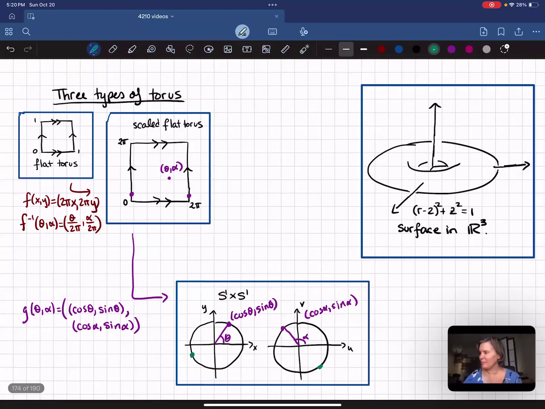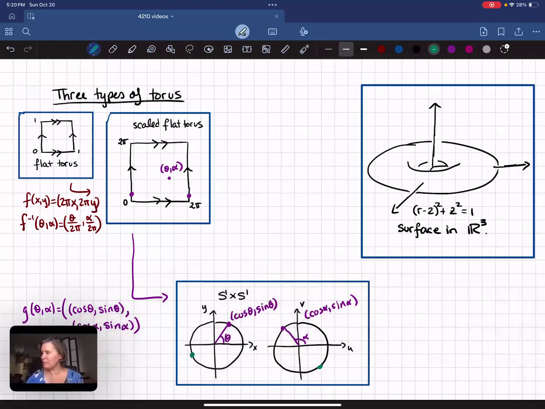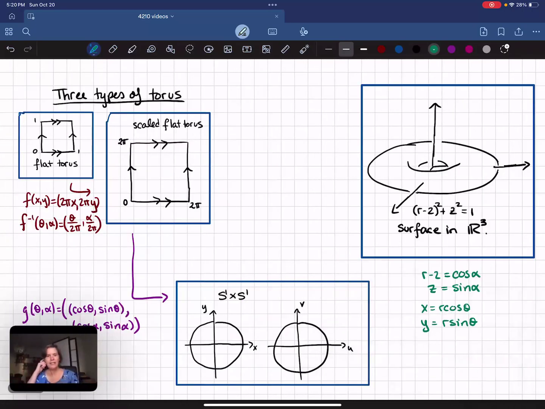All right, now let's talk about how we're going to go from this scaled flat torus to my surface in R3.